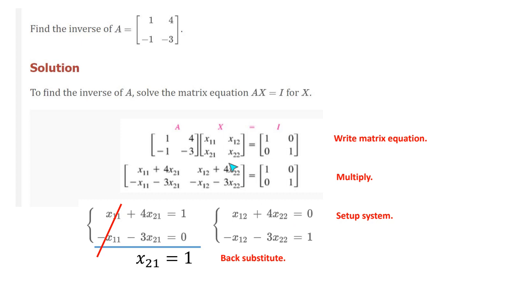So basically what's going on here is, if we multiply these two matrices together, then we get, for example, 1 times x11 is x11, 4 times x21 is 4x21. And if we keep doing this, row times column, we would get this information. And then the second row with the first one. So if we look at the first two entries here, we can set up a system. You would have x11 plus 4x21 equal to 1, and then the bottom one, negative x11 minus 3x21, is equal to 0. So that's why I have the 1 and the 0 here.